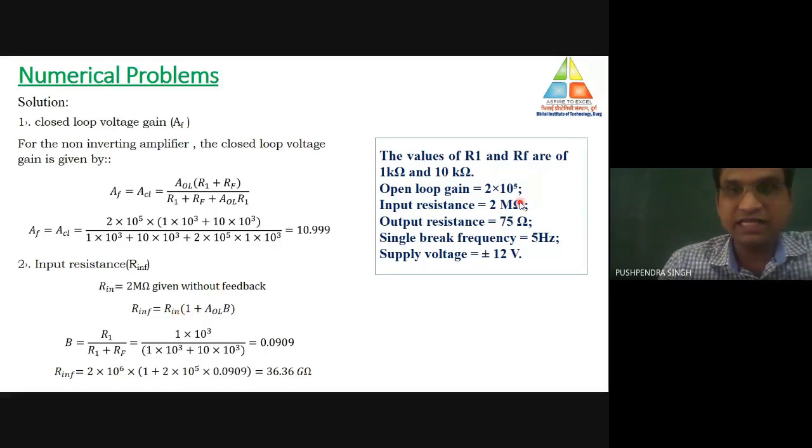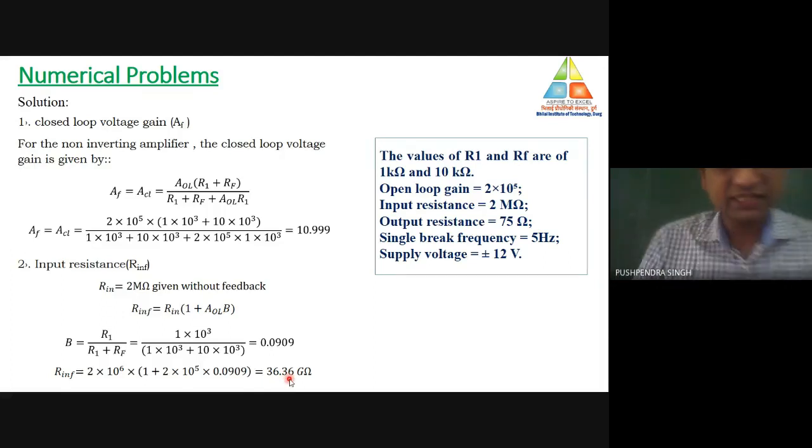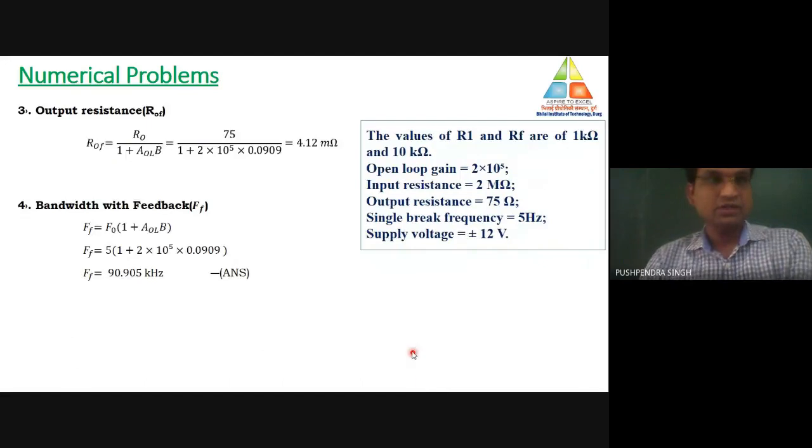The value of Rin is given as 2 mega ohm and the value of AOL is also given as 2 into 10 to the power 5. Substitute the values here. Final value of input resistance with feedback is 36.36 giga ohm.